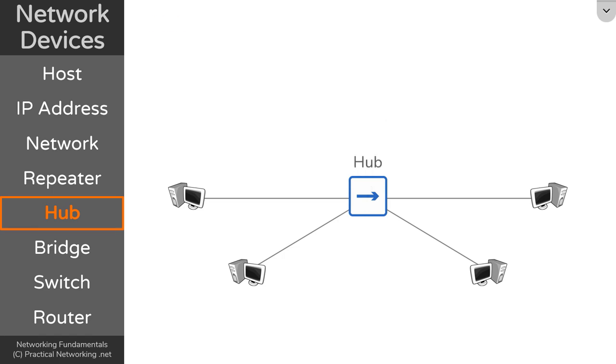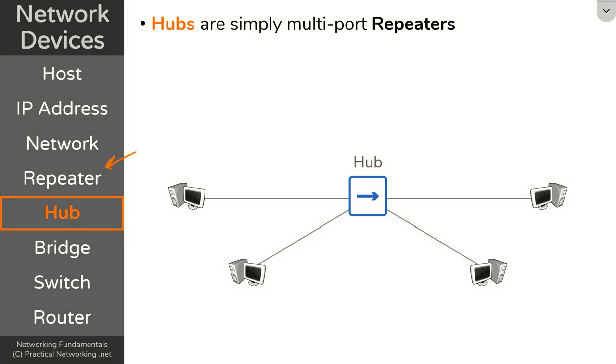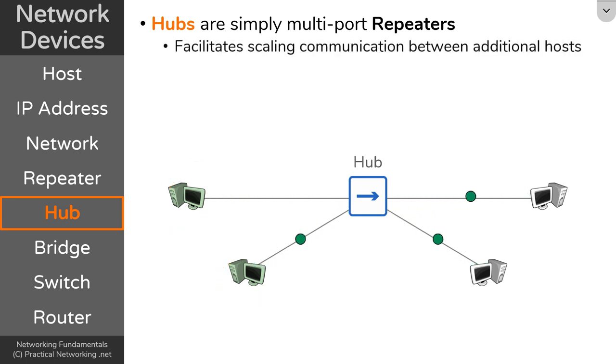A hub is nothing more than a multi-port repeater. Earlier, we discussed repeaters, and we said all they do is regenerate signals. Well, hubs do the same thing, except they do it across multiple ports. For example, if these two hosts over here need to communicate, when one of them sends a packet to the other, it'll hit the hub, and the hub will simply duplicate that packet and send it out all remaining ports. That'll allow what this guy sends to arrive over here. This fixes the scale problem.